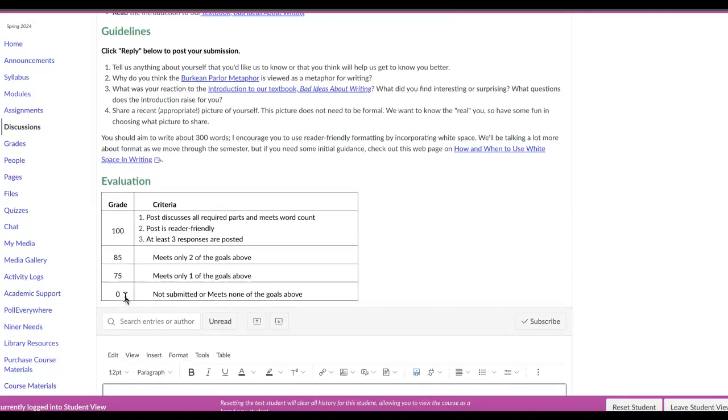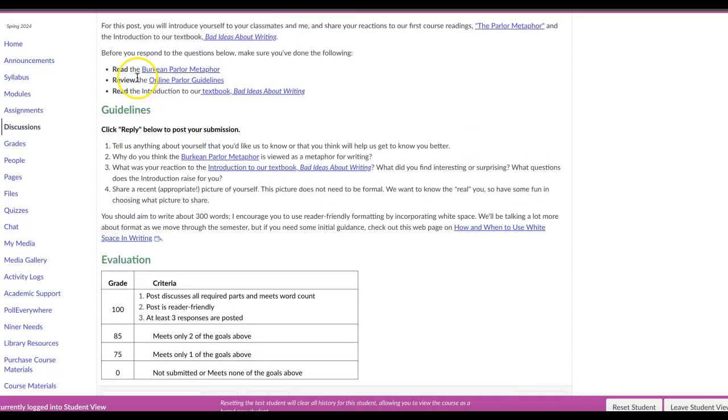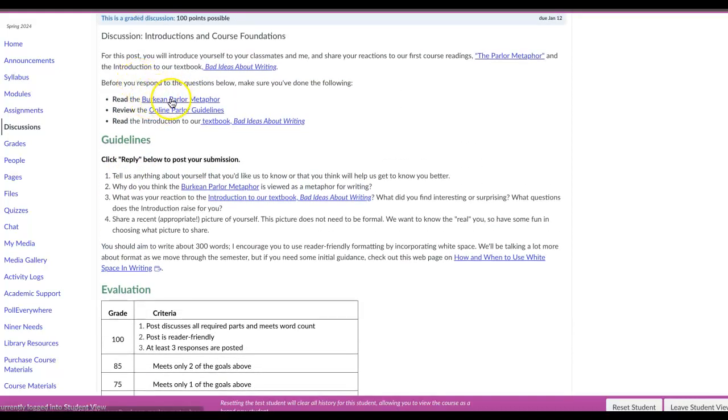This can be very informal, okay, so you can use first person. You don't need a thesis statement or main points. You're just answering these questions as best you can. Okay, so you have already read the Parlor metaphor. You're going to review these online Parlor guidelines, and you're going to read the introduction to our textbook, Bad Ideas About Writing. So I want to show you how to access our textbook and how to maneuver around it.